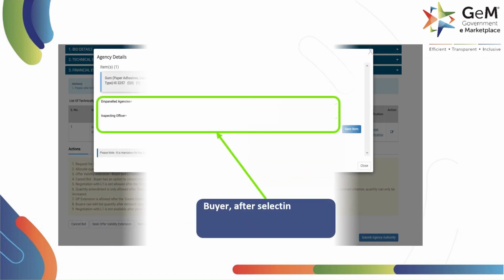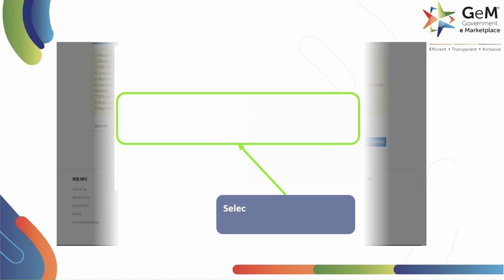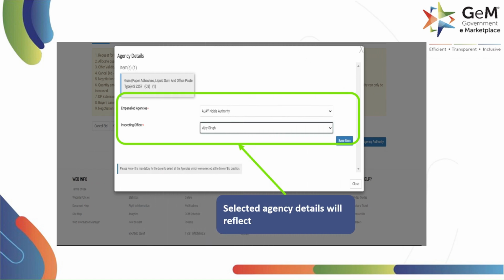Buyer, after selecting the inspecting officer details, has to save the details. The selected agency and inspecting officer details will reflect here. After choosing the inspecting officer, the buyer needs to click on the Save Item button to save the details.